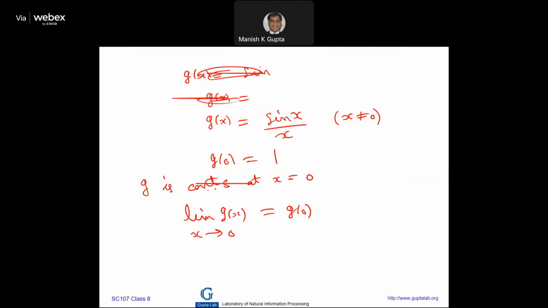Okay. So that was one side. Now the other side. Give an example of a function which is discontinuous exactly at one point on the real line.